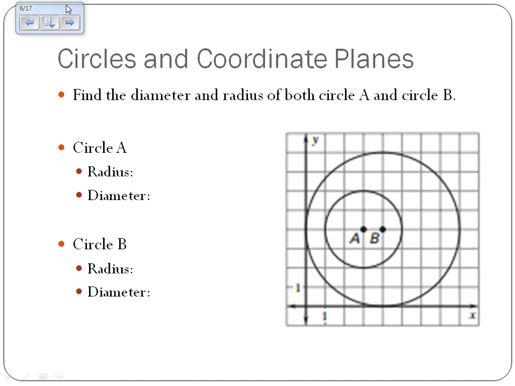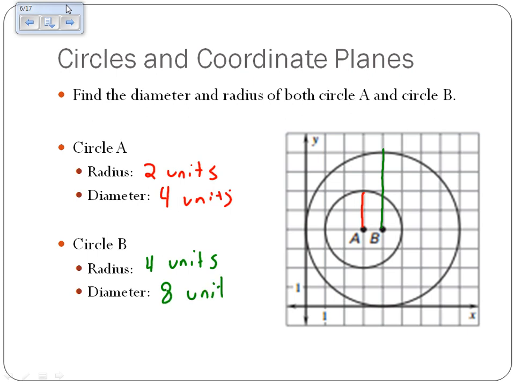Find the diameter and radius of both circle A and circle B. Here's circle A. All you need to know is it's this little circle. How big is the radius? 2 units. So if the radius is 2, what's the diameter have to be? 4 units, yes. And circle B? Circle B, 1, 2, 3, 4. So the radius is 4 units. So what's the diameter? 8 units.